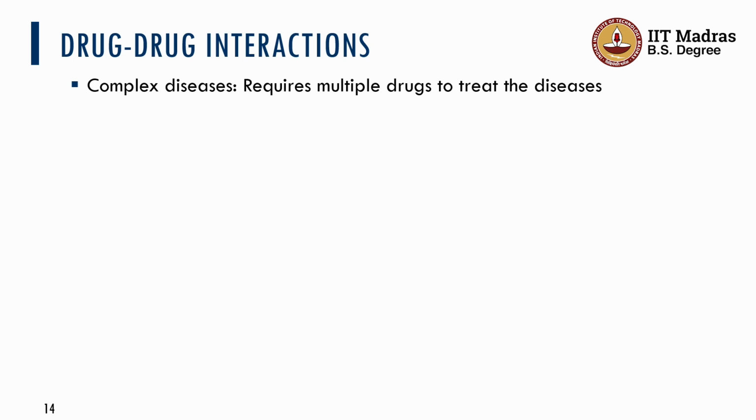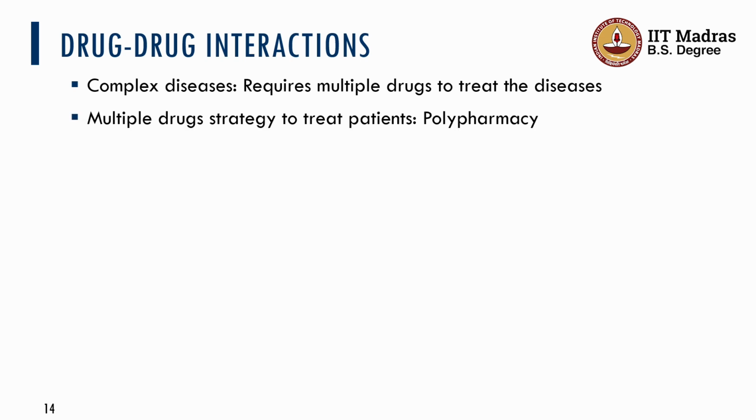Sometimes the patient itself has multiple diseases. For example, they have high blood pressure and they have diabetes, and they have to take a drug for high blood pressure and a drug for diabetes. So often the diseases are complex or a patient has multiple diseases, and hence there is a requirement of taking multiple drugs. Now, when we take multiple drugs to treat a patient, it is called polypharmacy.